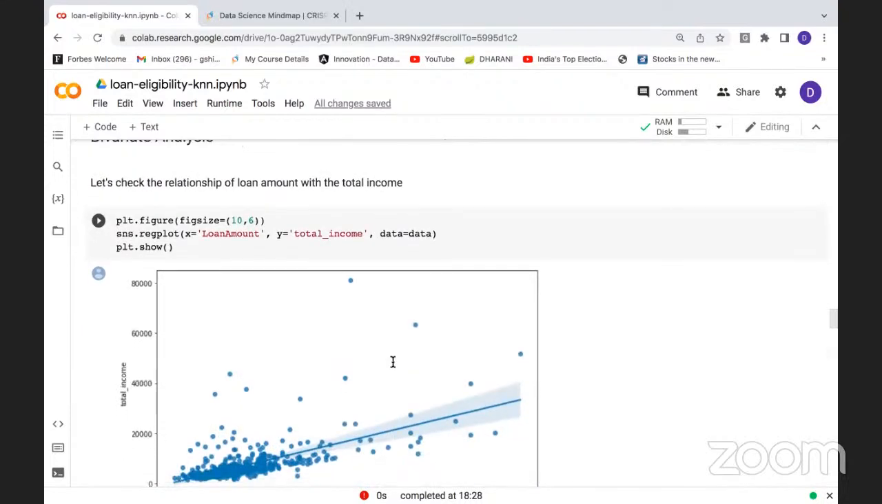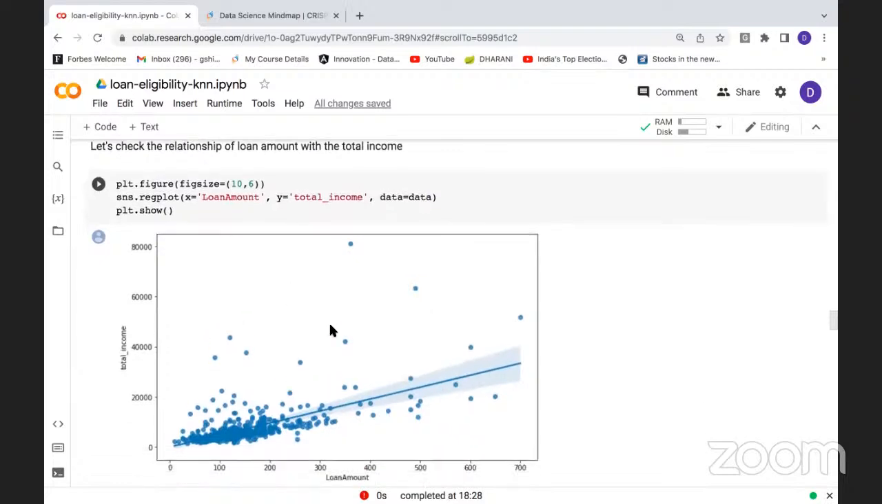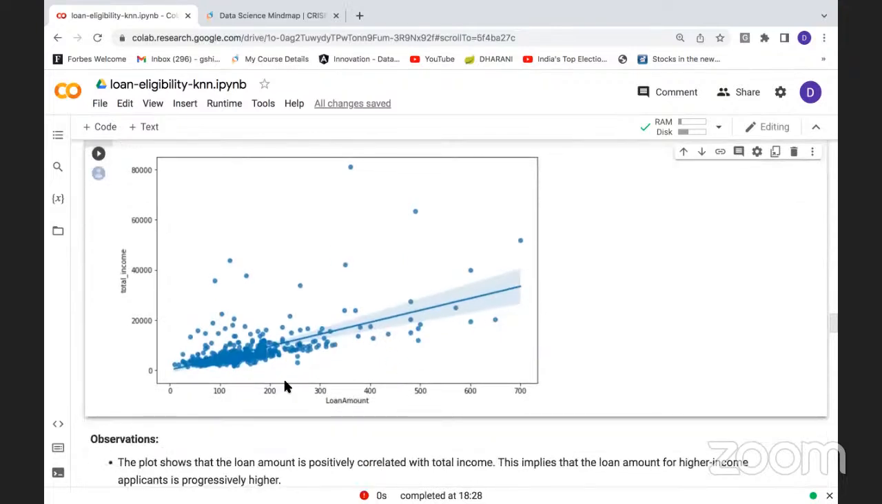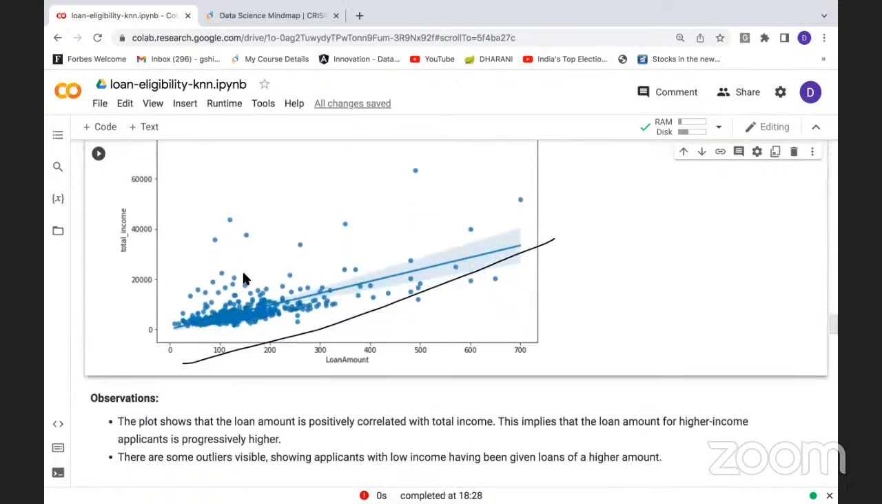But now what we should see is, whatever numeric data we have here, does it have a good relationship among themselves, and is it good to take all the inputs for prediction? So if you observe here, I'm trying to find out the relationship between loan amount and total income. What is the inference you're getting from this? The loan amount and total income, everything is going linearly, right? So this implies that the loan amount for higher income applicants is higher only.